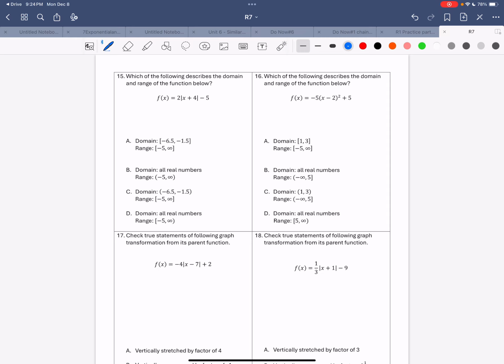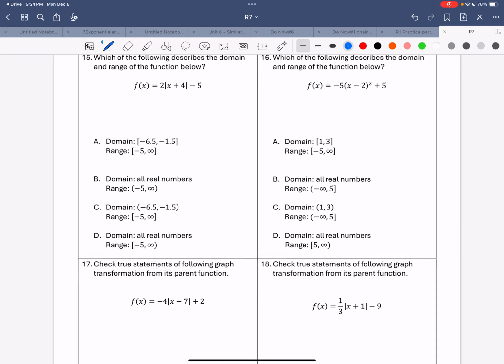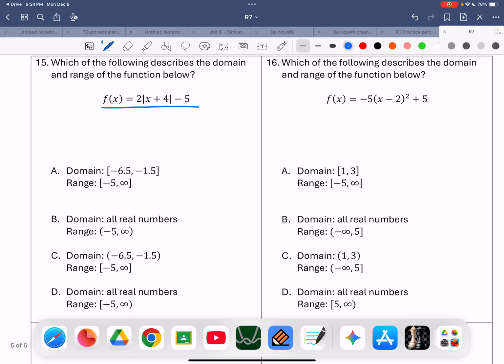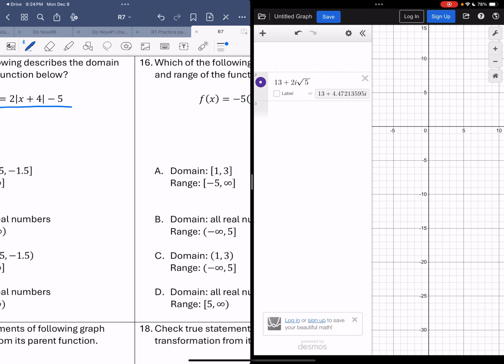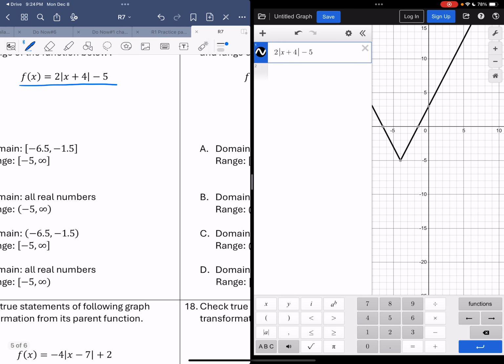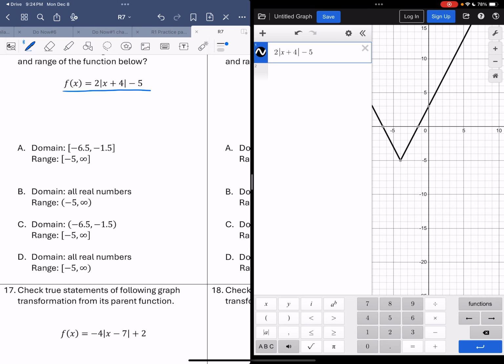Question number 15. Which of the following describes the domain and range? They don't even give us anything, they just give us this. So I can actually put this into decimals. And again, if you put something into decimals, your domain is going to be all real numbers. So which ones can I cross out automatically? A and C.